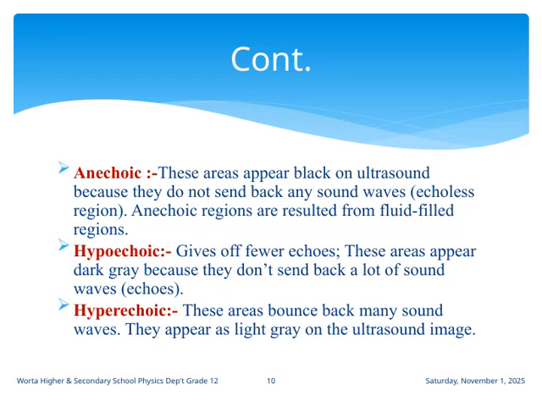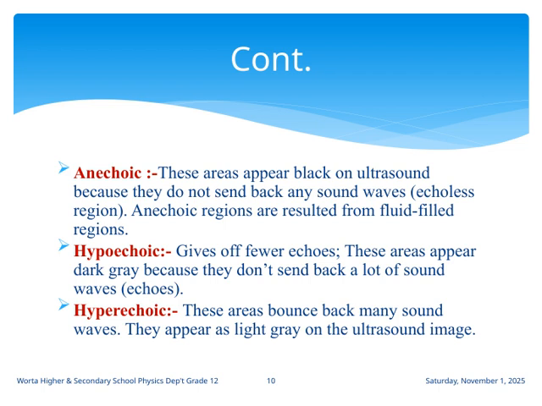Now let's look at some important terms related to ultrasound imaging. First, we have anechoic areas, which appear completely black on the image. This is because they don't send back any sound waves at all, making them echoless regions. These areas are usually filled with fluid, like cysts or blood, which explains why they don't reflect sound.